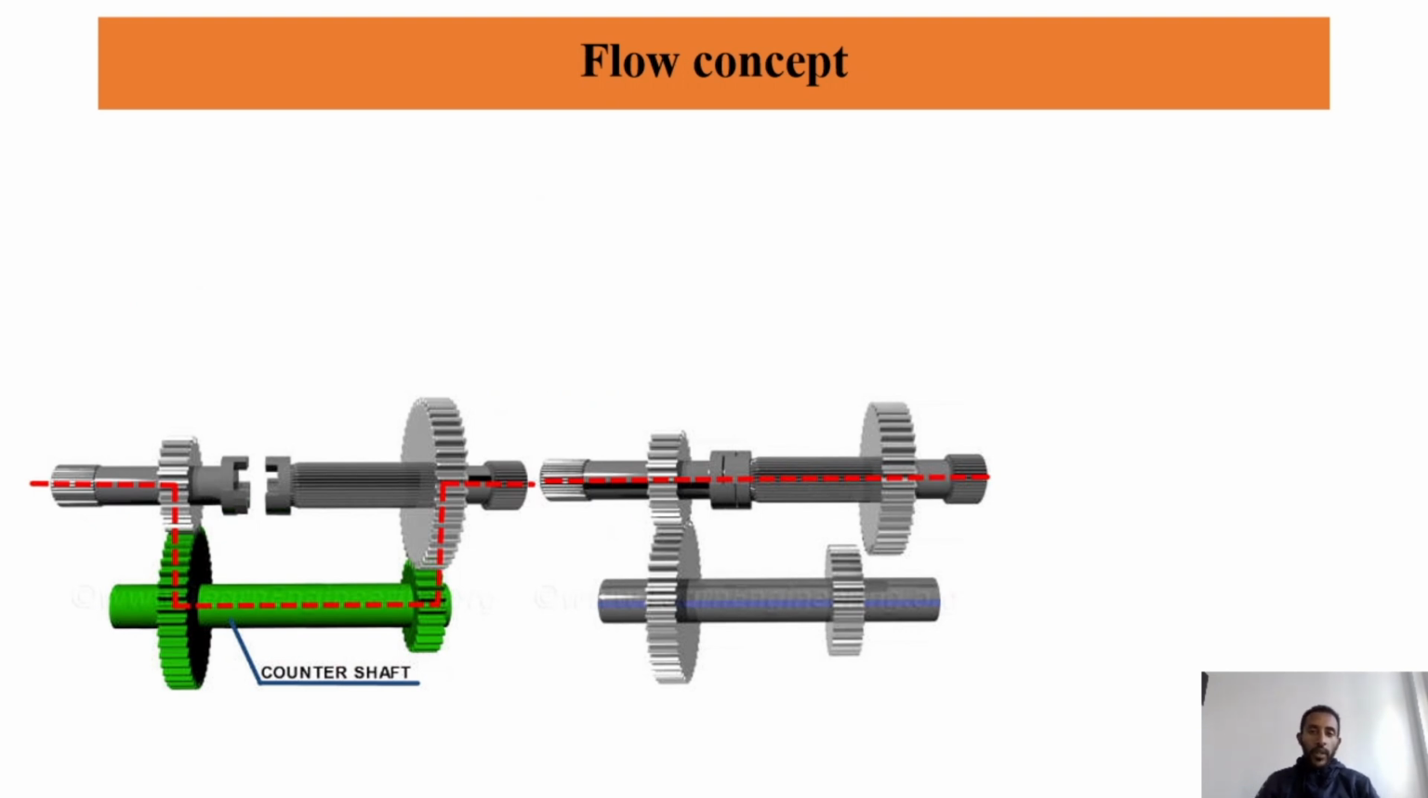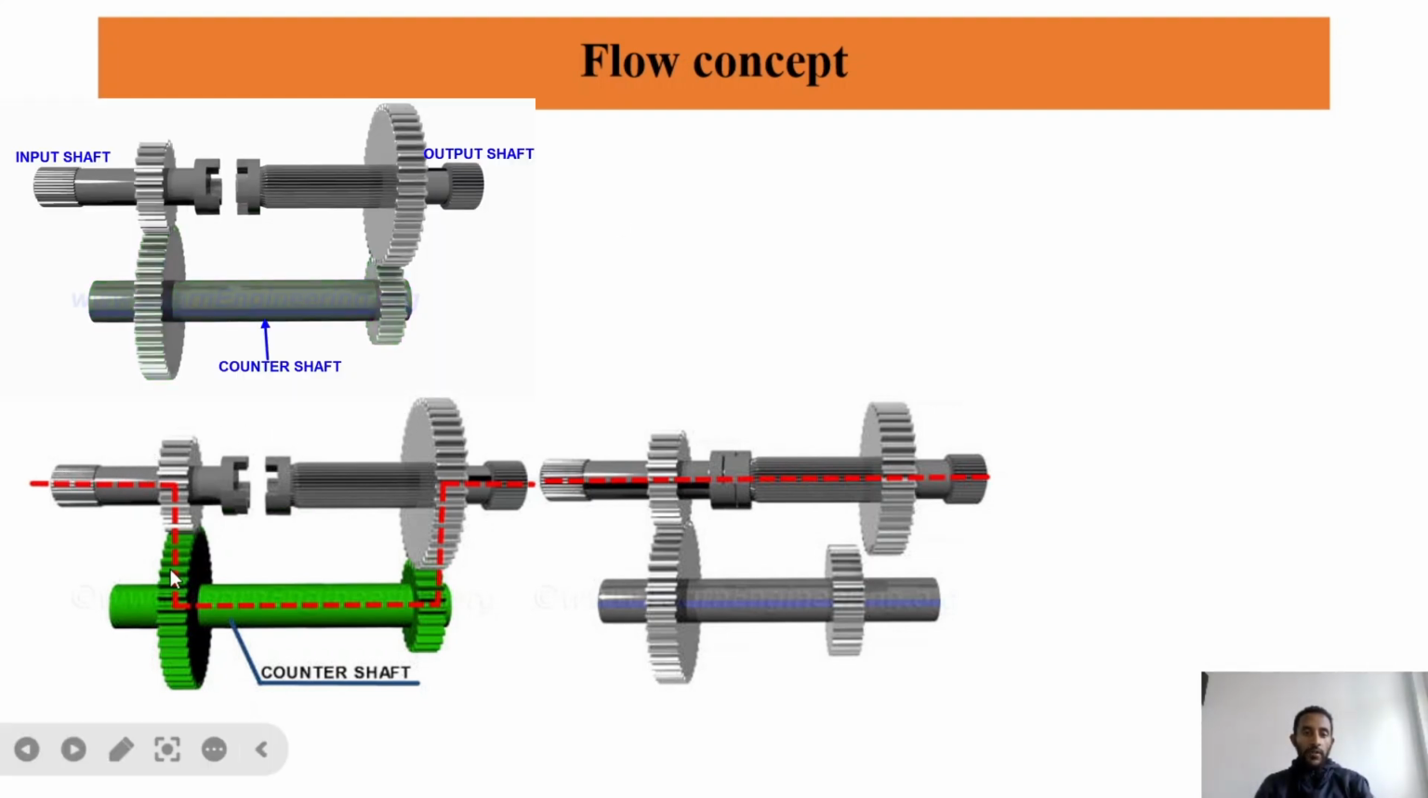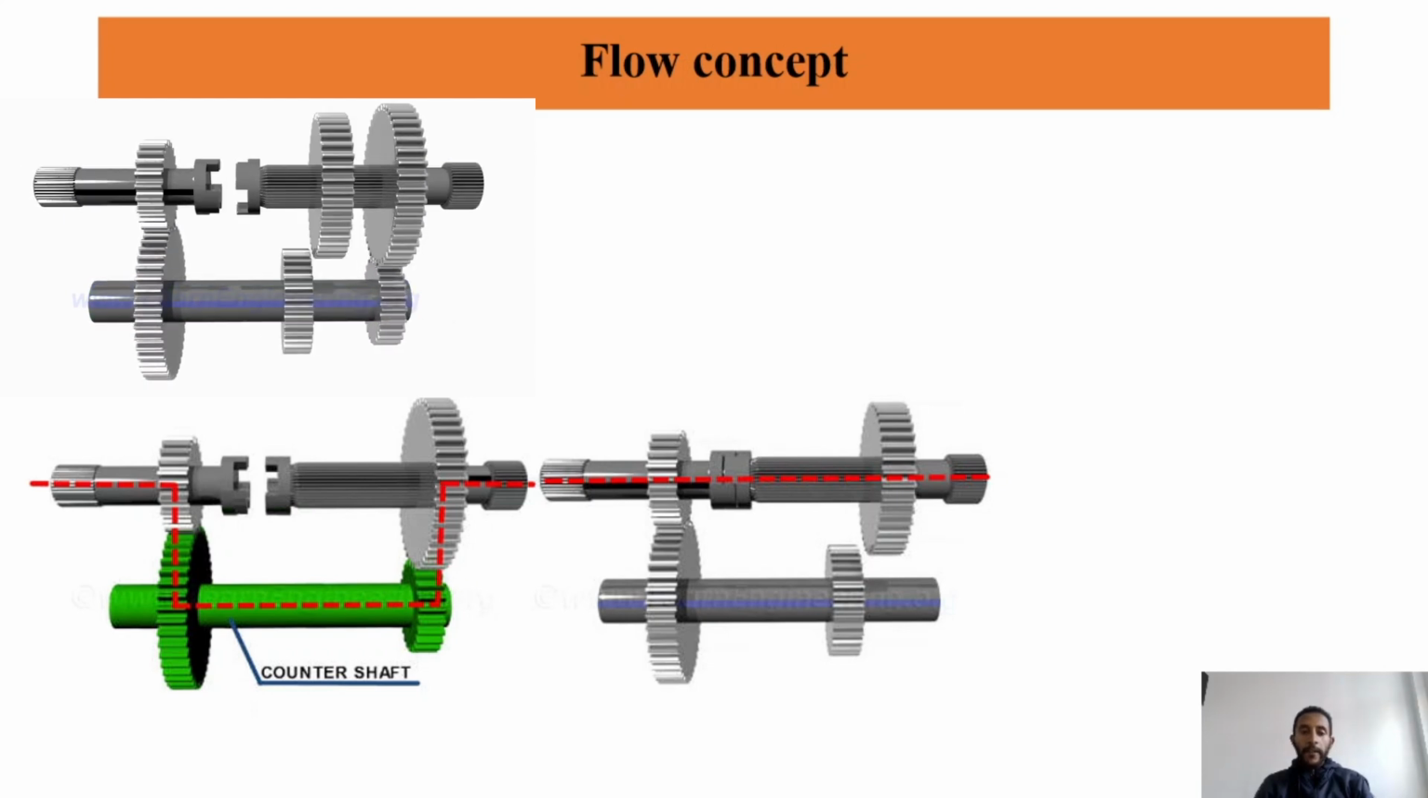Before we proceed to the detailed operation, let's get some concept of how power flows through the gearbox. This one shows us the manual gearbox: this is the input shaft, this is the counter shaft, and this is the output shaft.